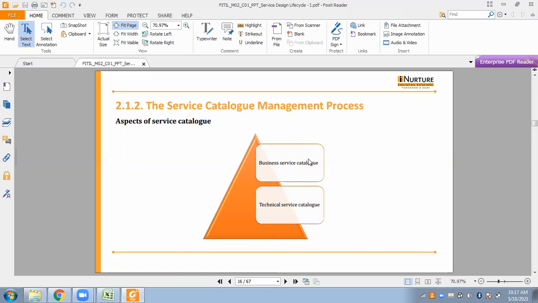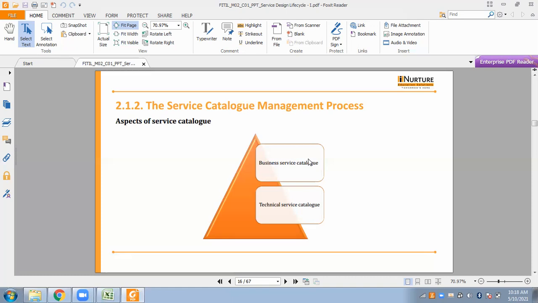It basically contains details of all the IT services which are delivered to the customer, with relationships to business units and the business processes which depend on the IT services. So this is the customer view of the service catalog. Okay, this is done in view of the customer.